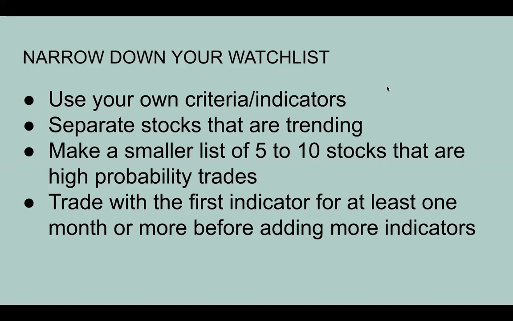And then out of those stocks, make a more careful analysis and make a much smaller list of 5 to 10 stocks that have a high probability of going up in value. All right, these are called high probability trades. We cannot foretell the future, but we can figure out trades that have a higher probability. And then last, trade with the first indicator for at least 1 month or more before adding more indicators.